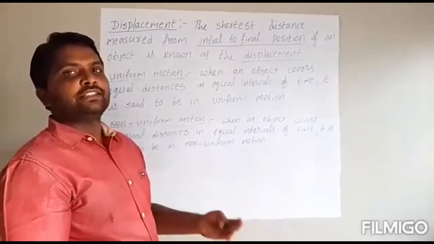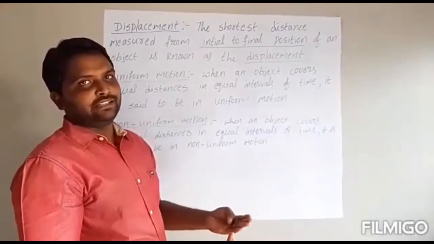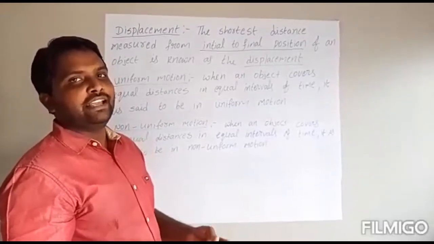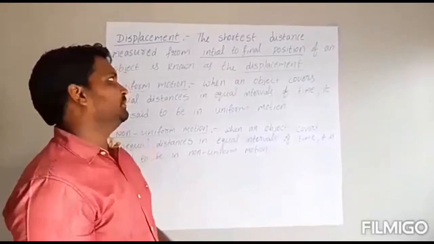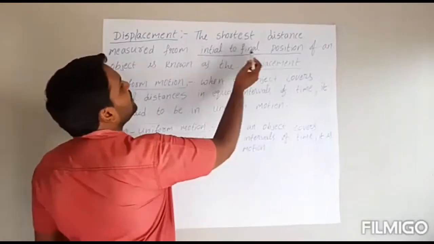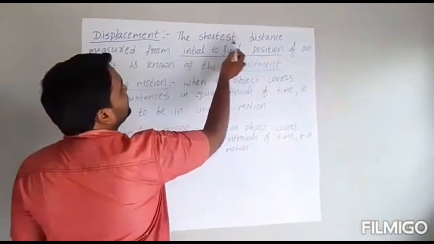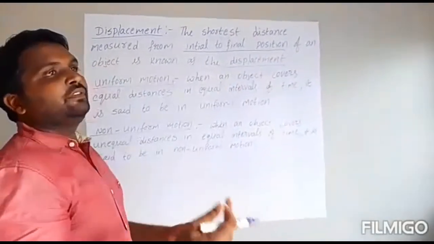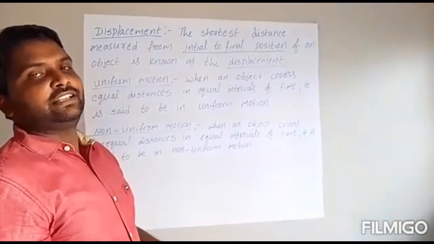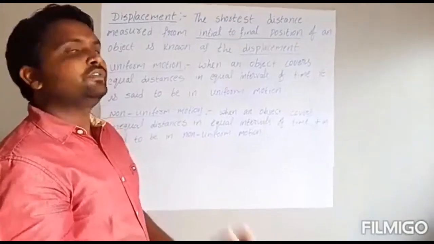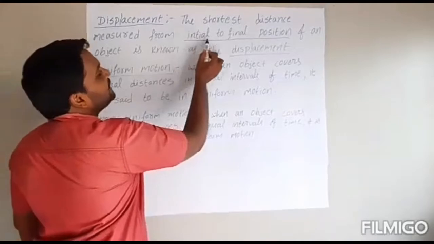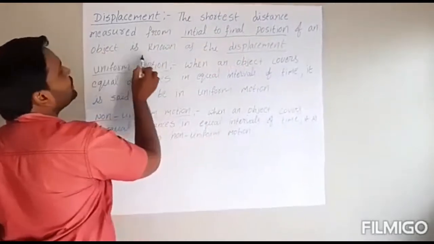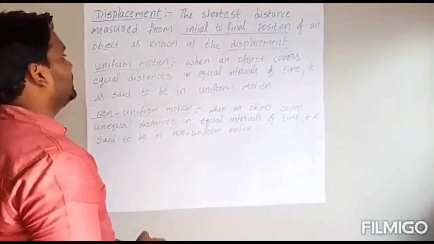Which is the shortest distance? 5 minutes. That 5 minutes we can say displacement. The car got displacement, that I am saying initial to final position. The shortest distance is 5 minutes, and 20 minutes is a little bit far. So the shortest distance measured from the initial to the final position of an object is known as displacement.